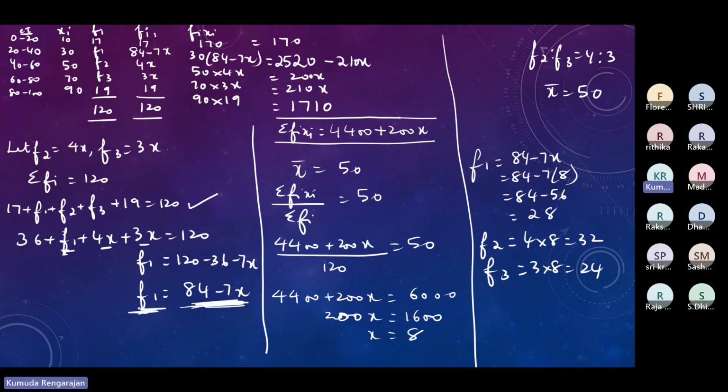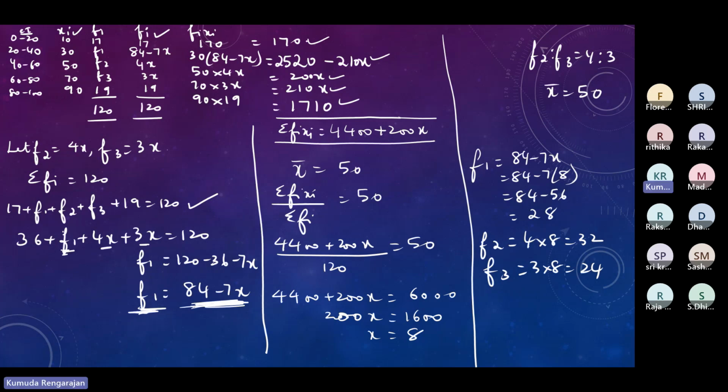So this is the Fi column, and this is the Xi column. So you need to generate the Fi Xi column. These values here are the products. These are the values in the Fi Xi column. Then we'll have to find sigma Fi Xi, the total of the Fi Xi column.